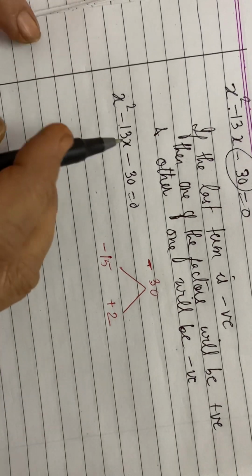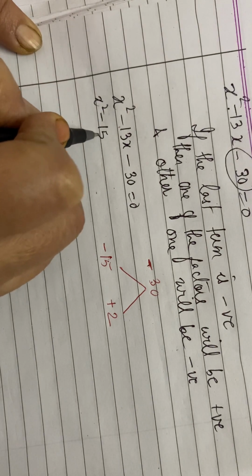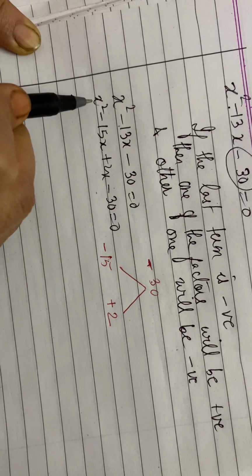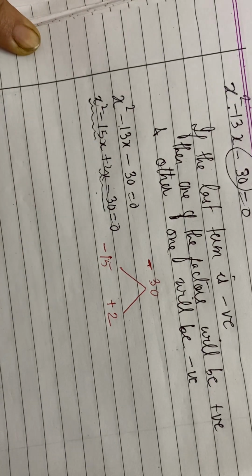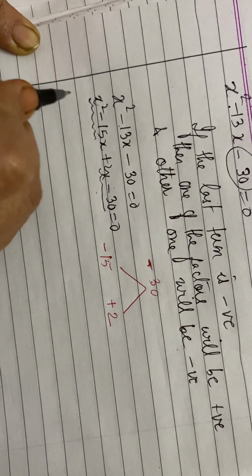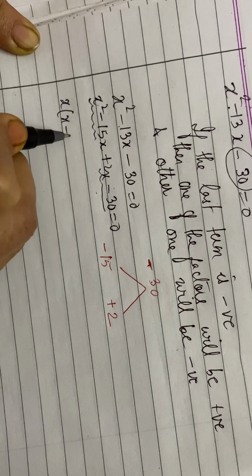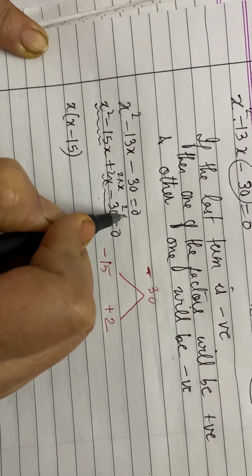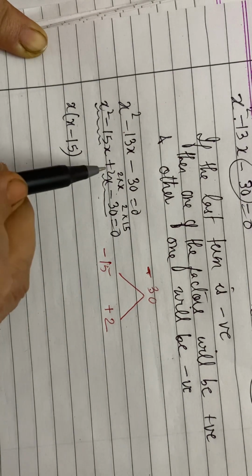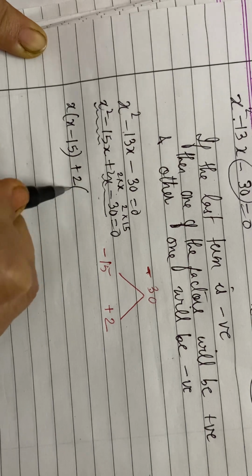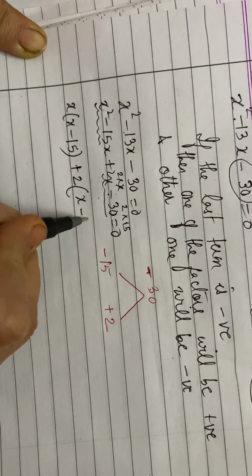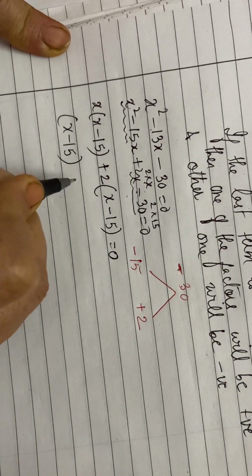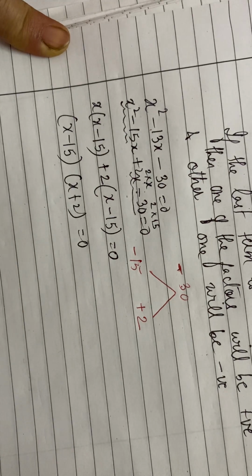So let us put the factors now. x square minus 15x plus 2x minus 30 is equal to 0. Group the factors. Now what is common over here? As I showed you in the previous sum, x is common, so x minus 15. And here if you look, 2 into x and 2 into 15, 15 2s are 30. So 2 is the common factor, plus 2. So here you have x and here you have minus 15 is equal to 0. So your factors are x minus 15 into x plus 2 is equal to 0.